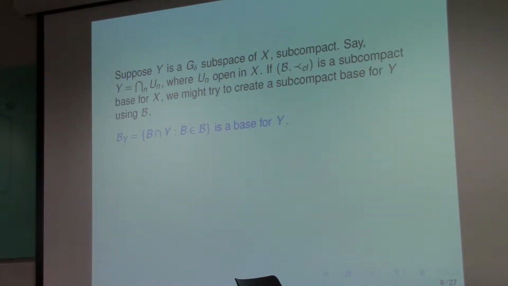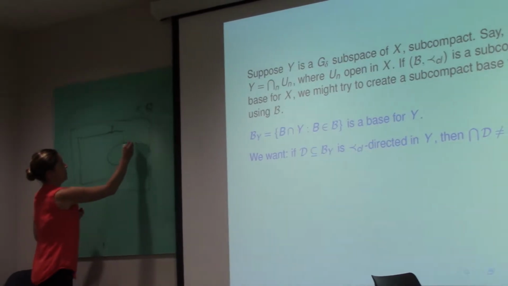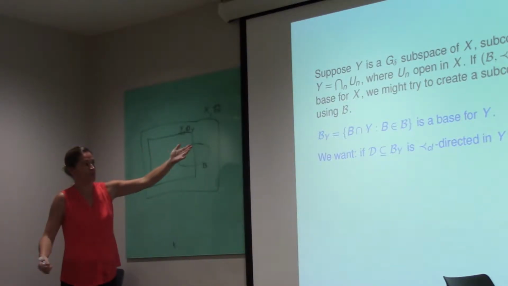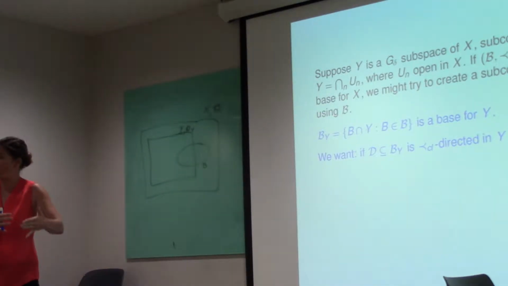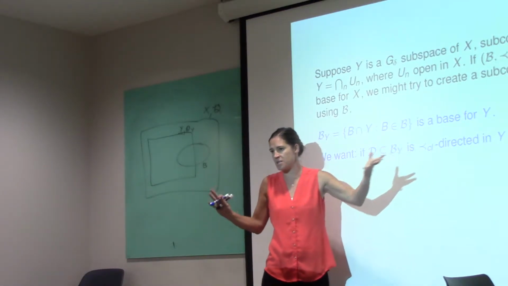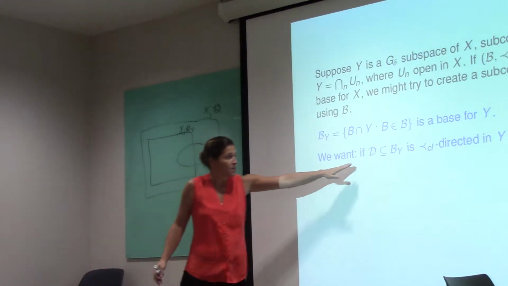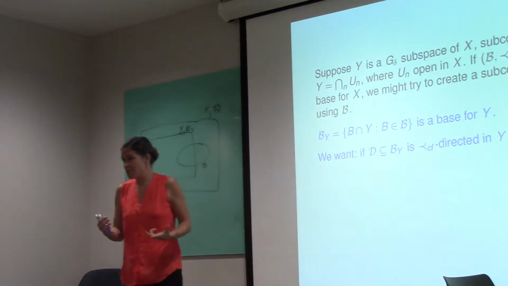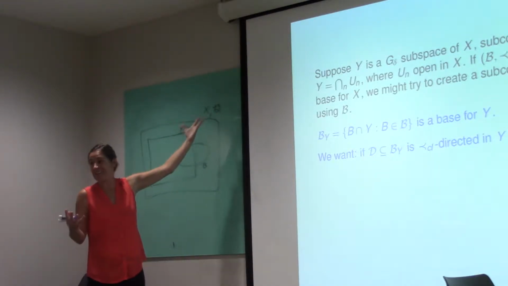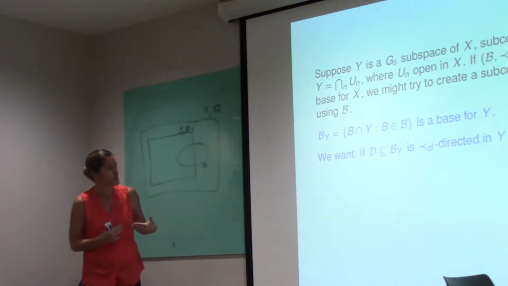But it's not going to be a subcompact base, or else it would be hard to prove. But let me say some things about what we're trying to get after. So if I wanted this, B_Y, to be a subcompact base for Y, then I'd like, anytime I take a directed collection in B_Y, and here closure-directed is a subspace closure, every time I take a directed collection like that, I get non-empty intersection maybe by reflecting back up to X, creating a directed collection there in the B base, getting non-empty intersection and concluding my proof.